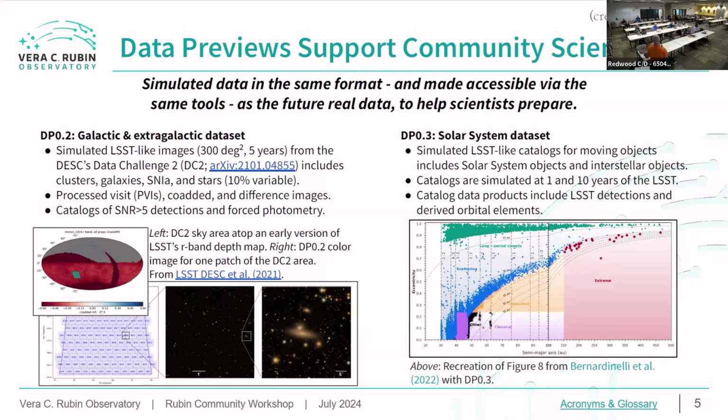There are also sources that are not included in the simulation, and this is why the community was trying to make an effort to include those sources. Recently, last year, DP0.3 was added to the simulation. It is a compilation of catalogs prepared by the Solar System Science Collaboration, including solar system objects.